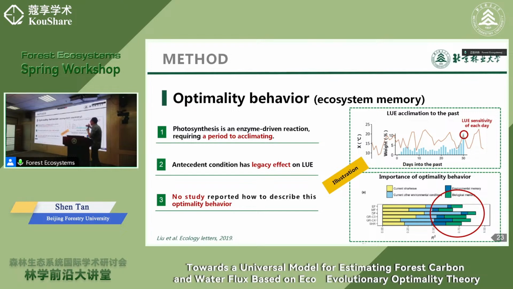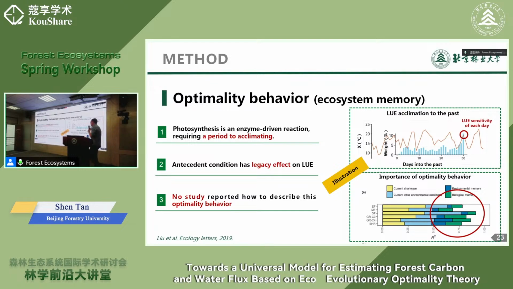So this should be noted: the antecedent condition has a legacy effect on the light use efficiency. And Kiona from the Arizona University has reported this phenomenon, and they wrote this as the ecosystem memory. But their studies employ the GPP and the evapotranspiration as the target, and they do not detect the optimality behavior of the light use efficiency independently.